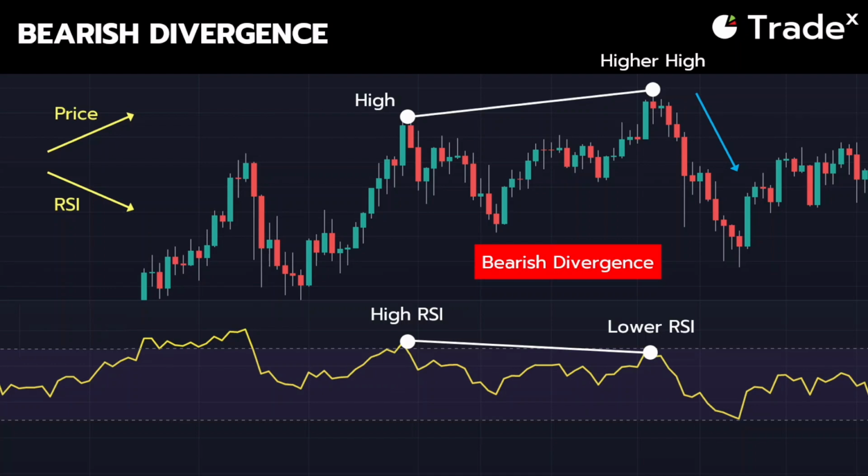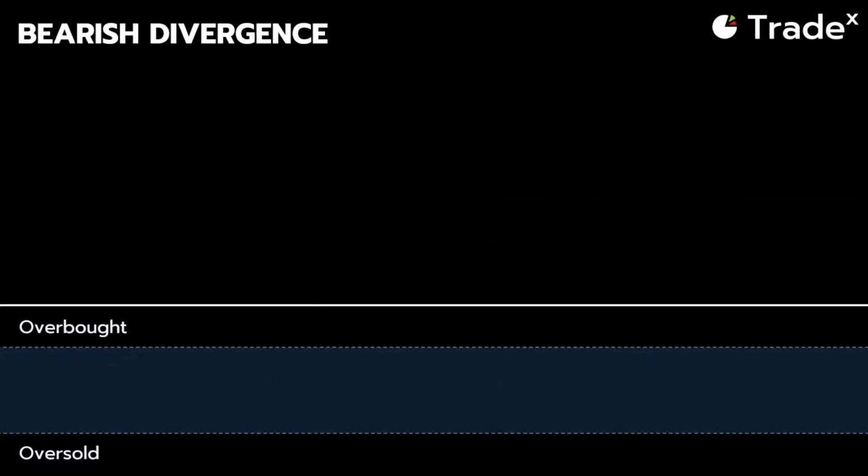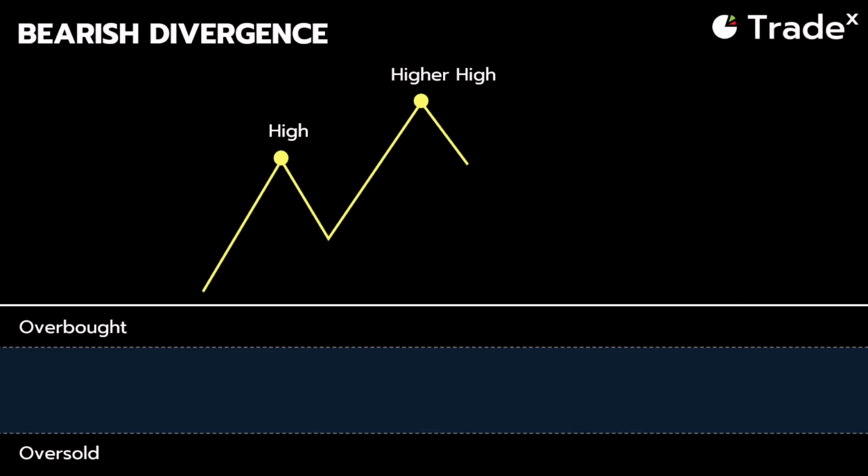Please note that not all bearish divergences perform as expected. To improve the success rate of trading, we can apply additional rules. First, the price should form a higher high while the RSI forms a lower high, establishing a bearish divergence.